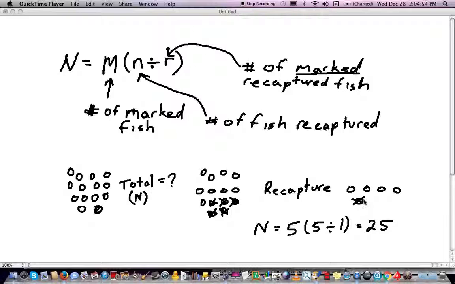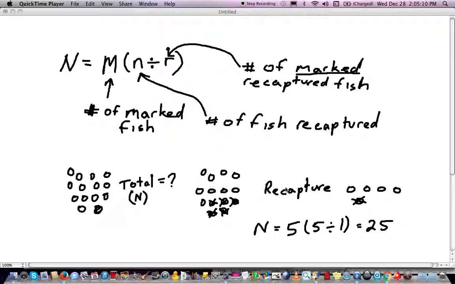What does that tell me? Well, it tells me I had a 1 in 5 chance of catching a marked fish. If I had a 1 in 5 chance of catching a marked fish, then that can tell me that my total number of fish must have been somewhere in the realm of 25.